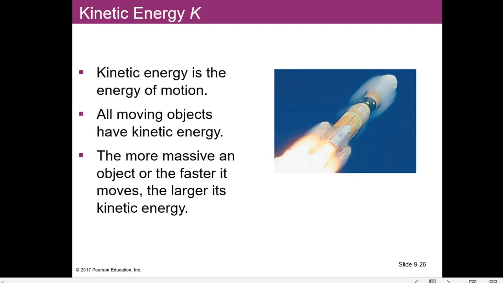All right, so first off, let's talk about kinetic energy. It's the energy of motion. All moving objects have kinetic energy. The more massive an object is, and the faster it moves, the larger its kinetic energy.